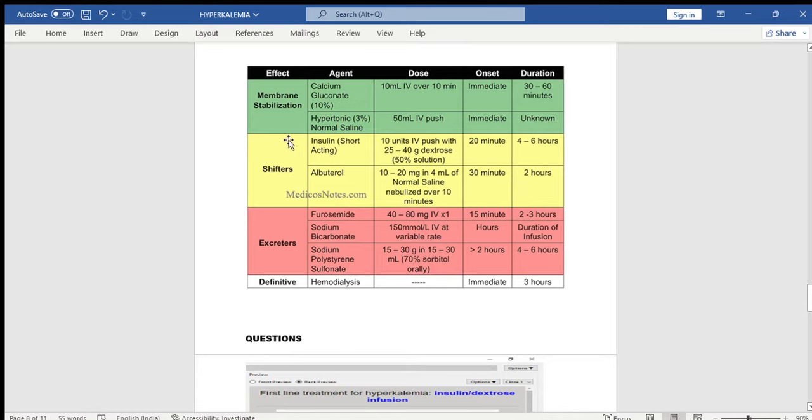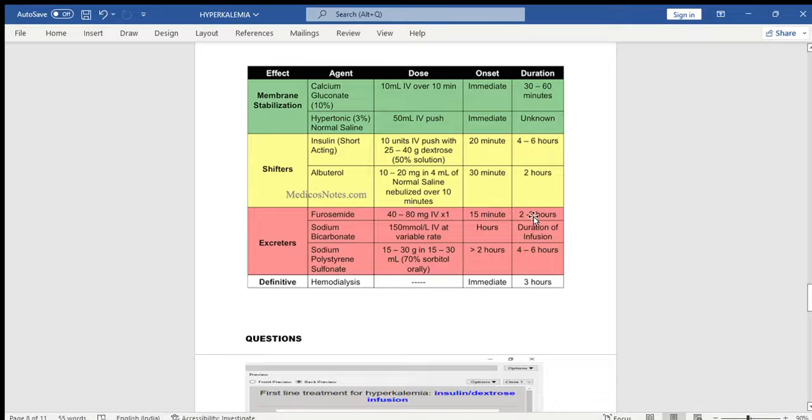Now, once we have stabilized our membrane and shifted the potassium, we need to find a way to excrete, or push this potassium out of our body. How do we do that? We have Lasix or furosemide, 40 to 80 mg IV. Onset is 15 minutes. Remember, this table is very important.